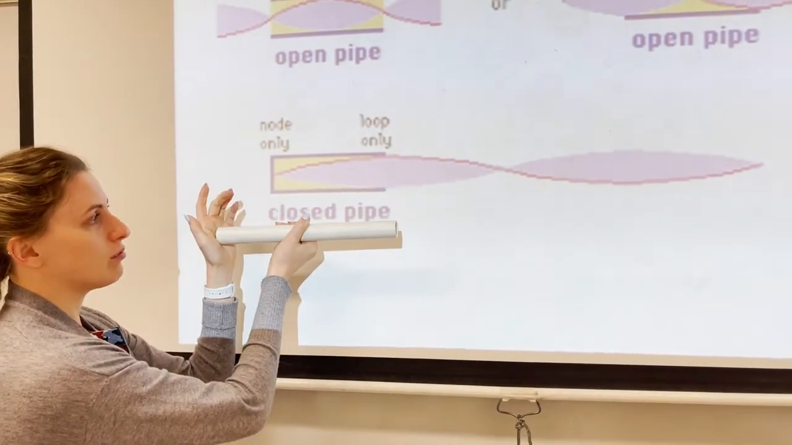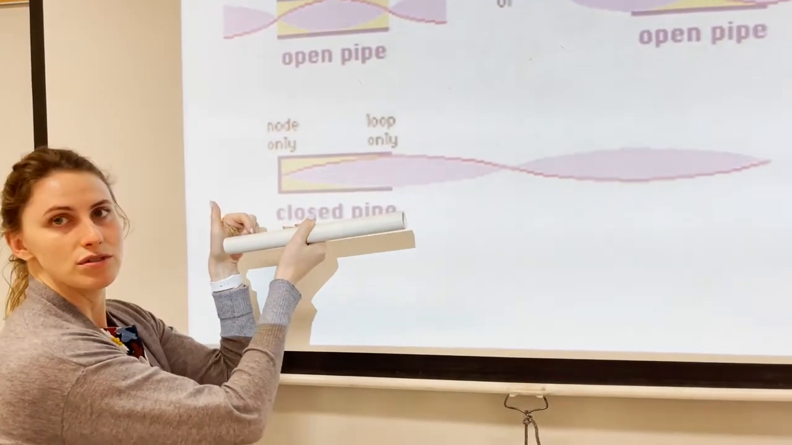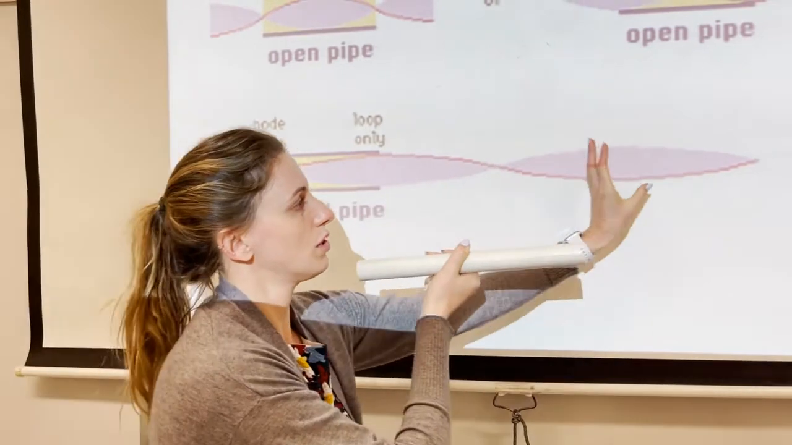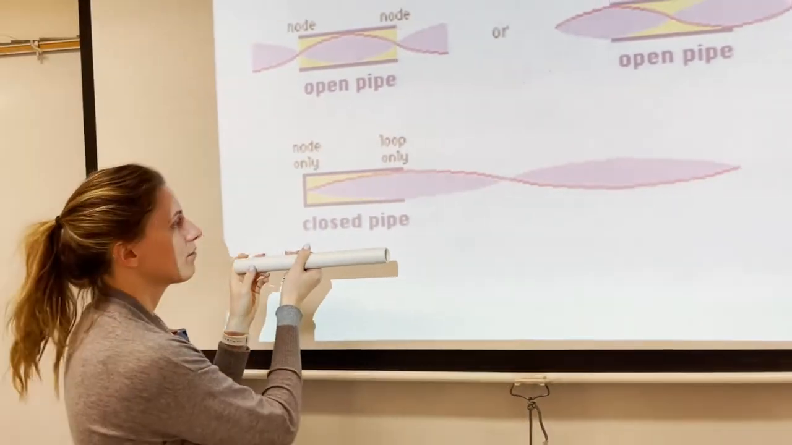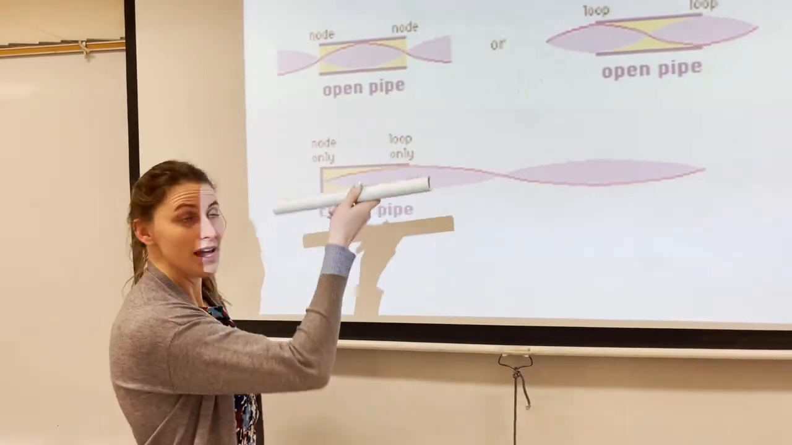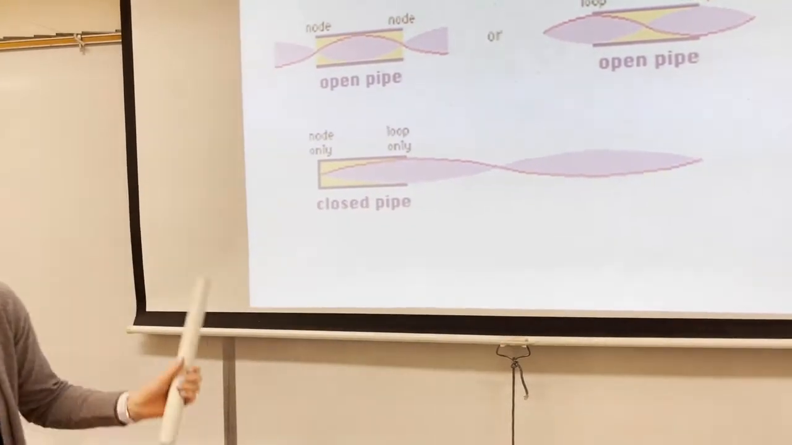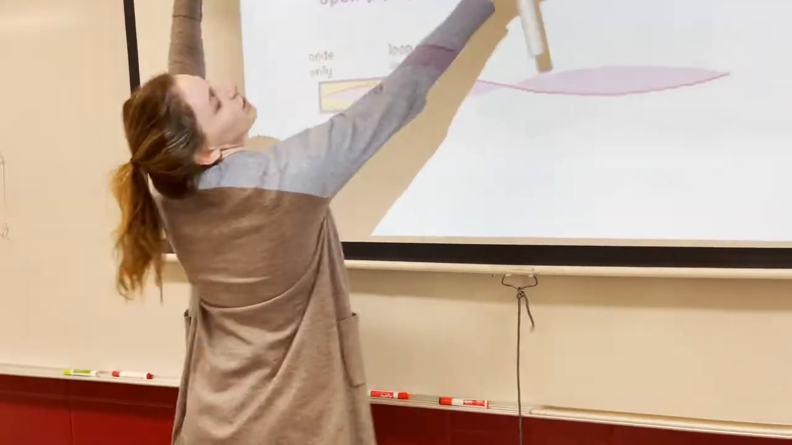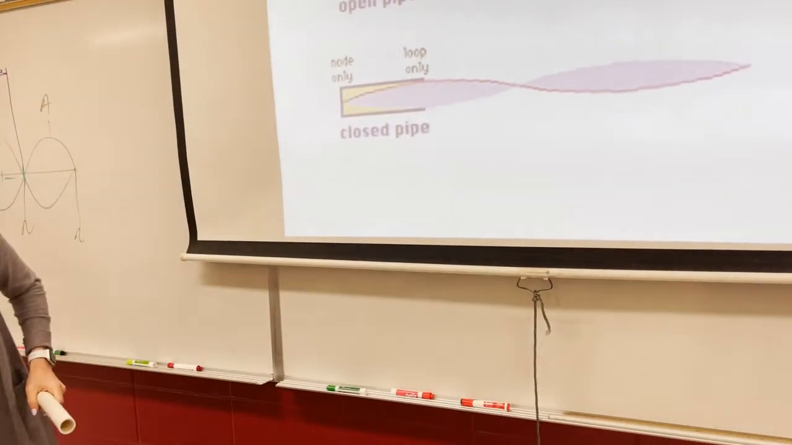It'd be this times 1, 2, 3, 4. If you've got 1/4 of a wave, how long is the full wave? 4 times as long. Does that make sense? And all closed pipe resonators are going to do this. Ignore this, I'm keeping it out of the picture. We don't care about that, okay?